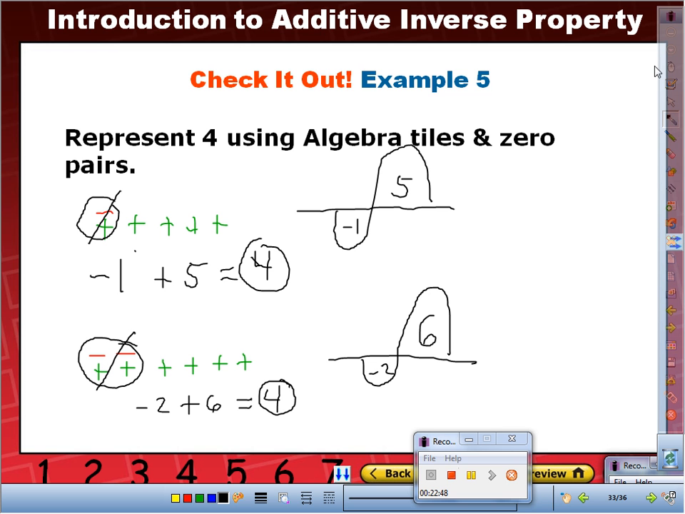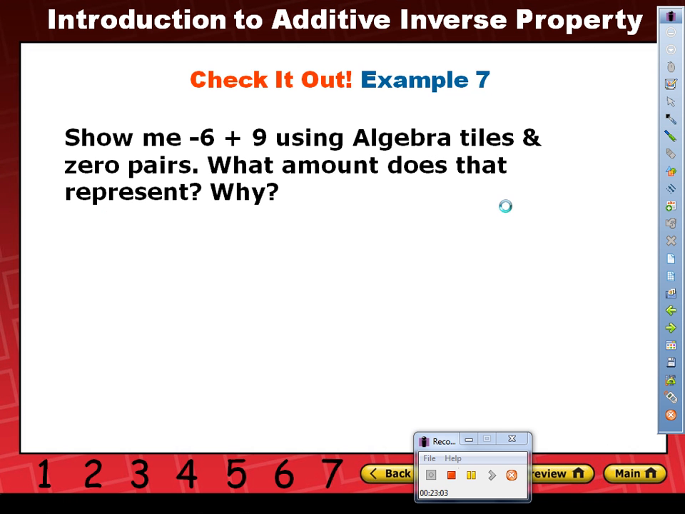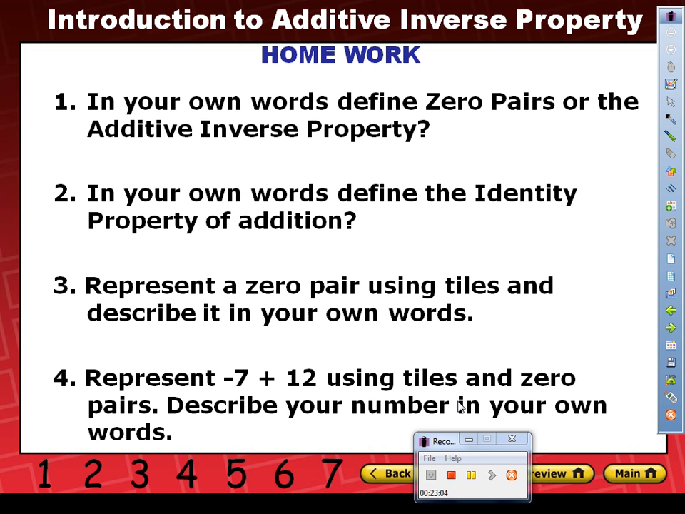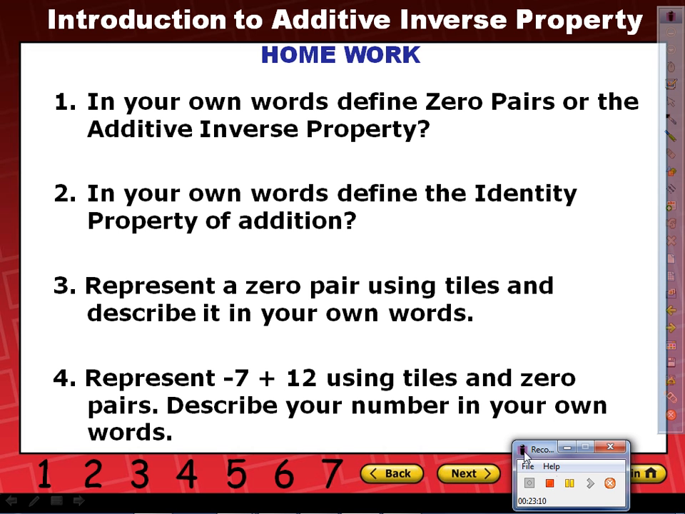So to finalize this, copy this homework down if you have a blank sheet of paper. Homework. It's only 4 problems, but it has questions, so therefore I need sentences for answers. Number 1, in your own words, define 0 pairs or the additive inverse property. Number 2, in your own words, define the identity property of addition. Number 3, represent a 0 pair using tiles and describe it in your own words. And number 4, represent negative 7 plus 12 using tiles and 0 pairs. Describe your number in your own words.